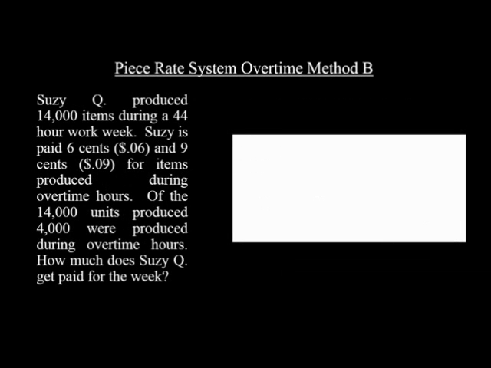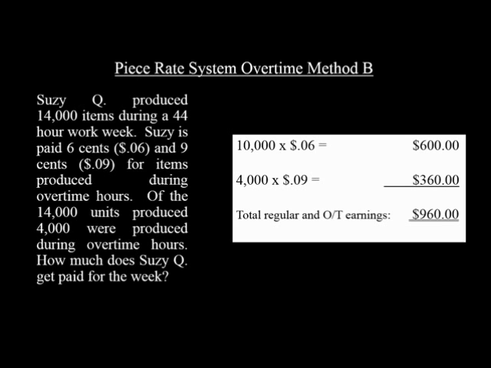Piece rate system overtime method B. Susie Q produced 14,000 items during a 44-hour work week. Susie's paid 6 cents, and 9 cents per item produced during the overtime hours. Of the 14,000 units produced, 4,000 were produced during overtime hours. How much does Susie Q get paid for the week? Her regular earnings are the 10,000 units multiplied by 6 cents for $600. The overtime is 4,000 units times 9 cents for $360, for total regular and overtime earnings of $960.